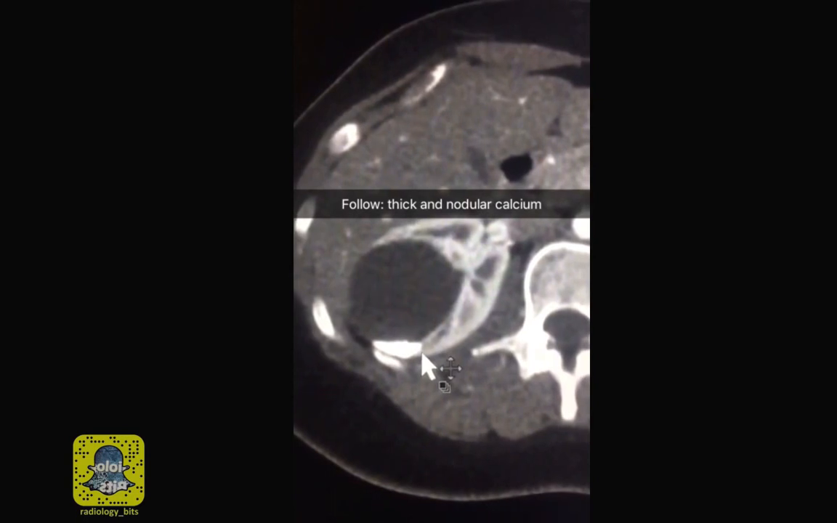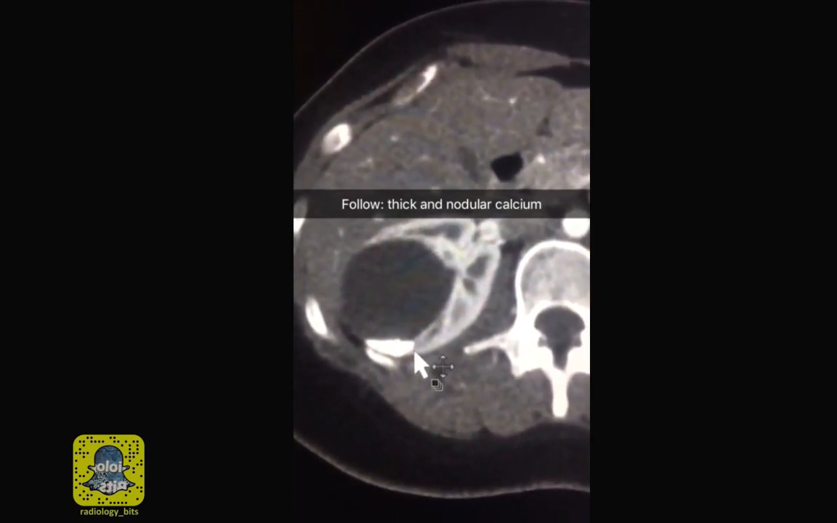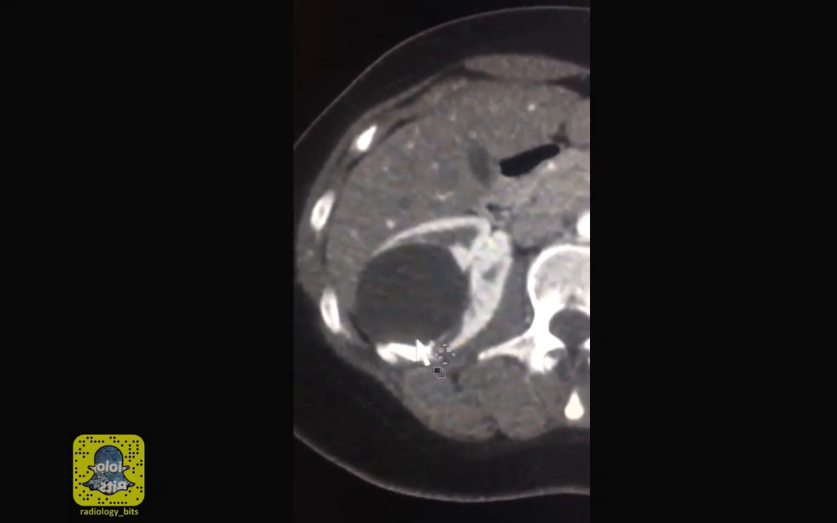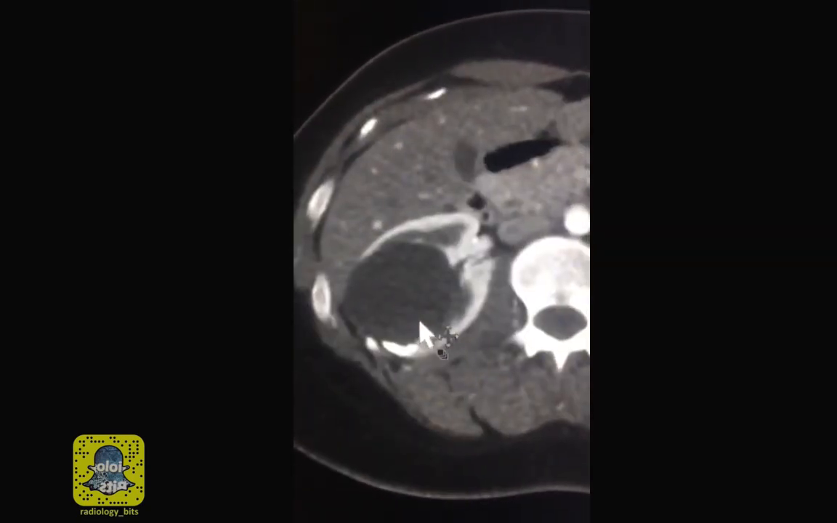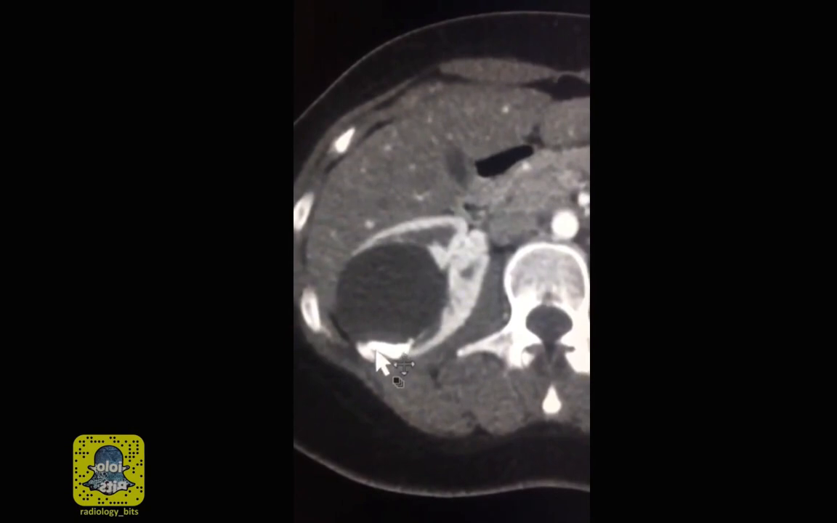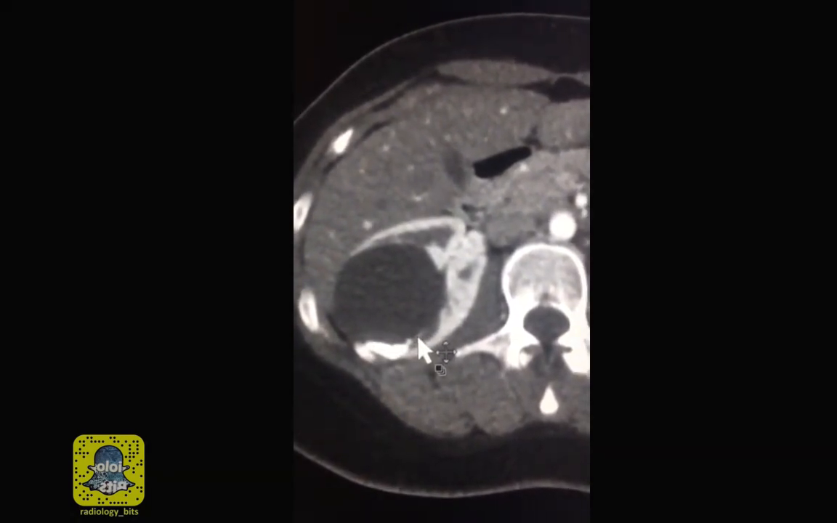It's indeterminate because it's thick, chunky, nodular. So this you could follow. So looking at this type of calcium, everything else is okay, and it makes sense to follow this lesion since the calcium here is in the indeterminate group.